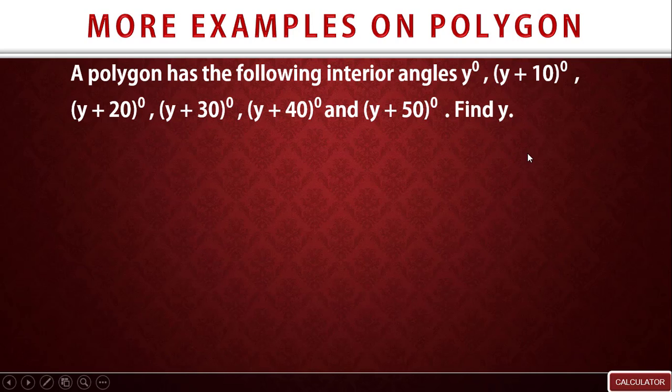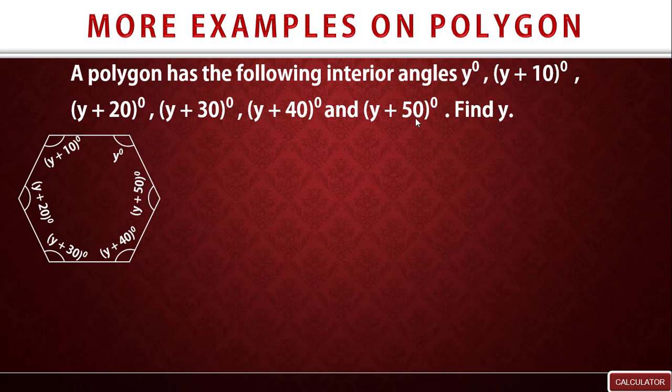Let's try to count the angles so that we know the number of sides of the polygon. We have 1, 2, 3, 4, 5, 6. So that's a hexagon. So we're going to be drawing a hexagon. Draw your hexagon and fix in the angles, and then you have something like this.